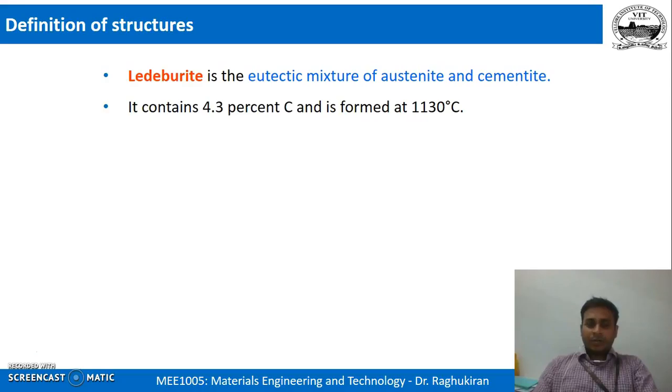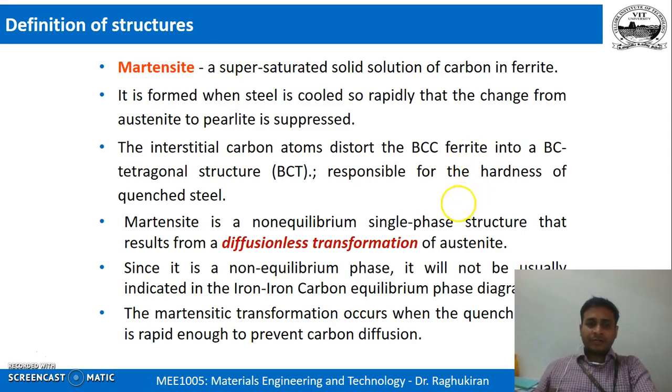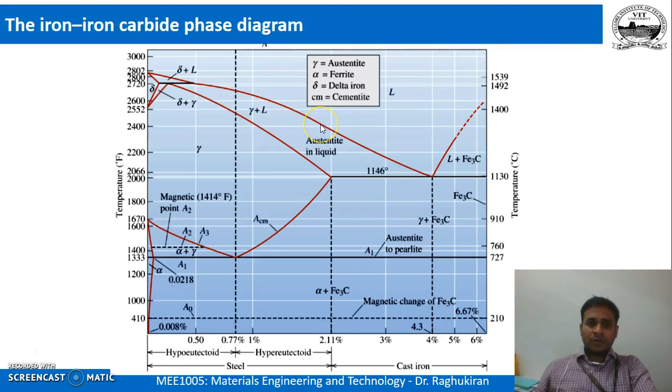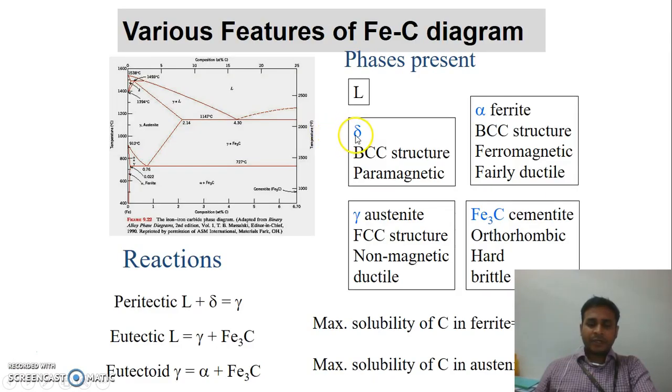So what is ledeburite? Ledeburite is also nothing but a mixture of two things, that is austenite and cementite, but it is at the eutectic point. You see the phase diagram. Let us go to the phase diagram. This is the phase diagram, right?